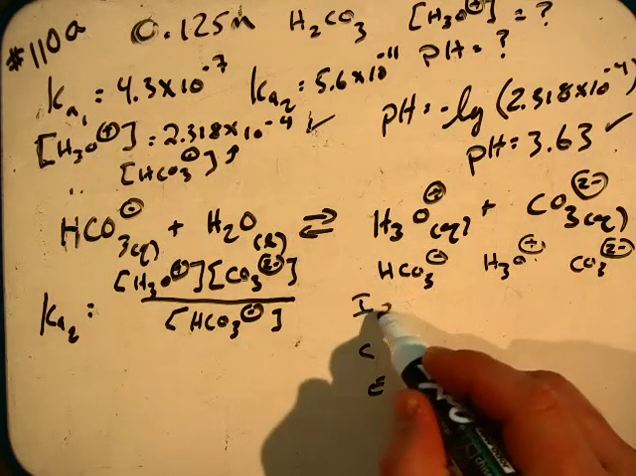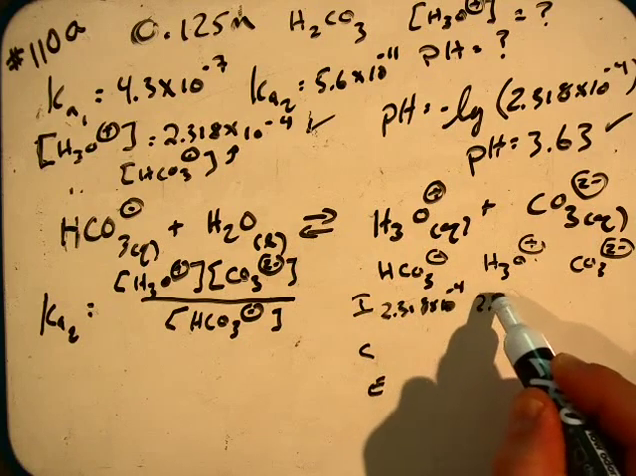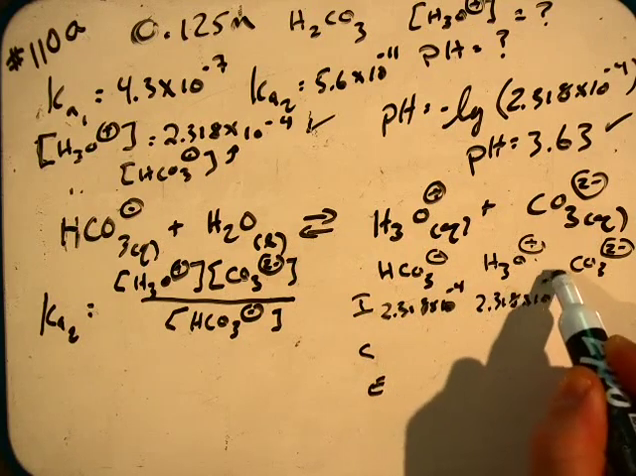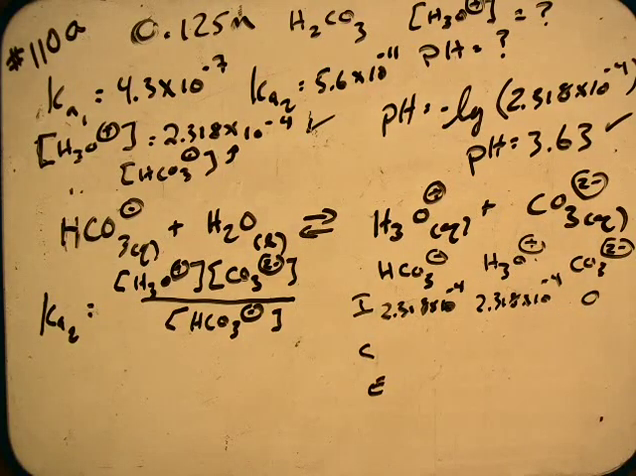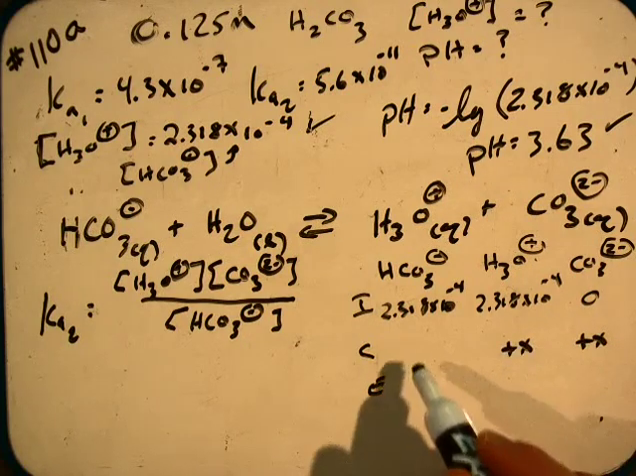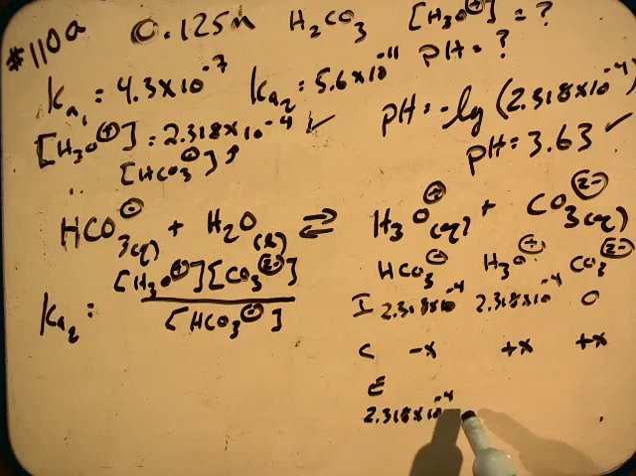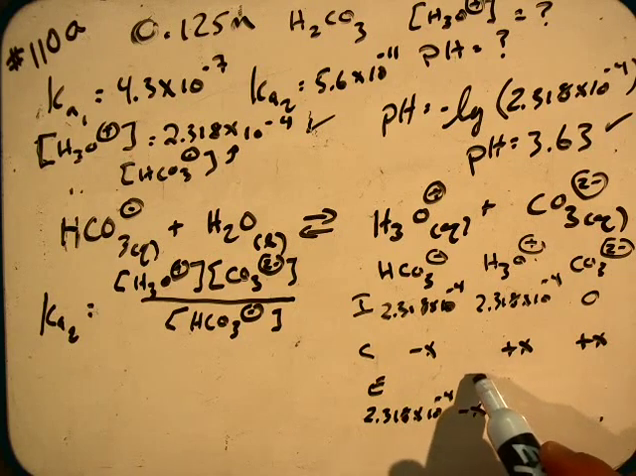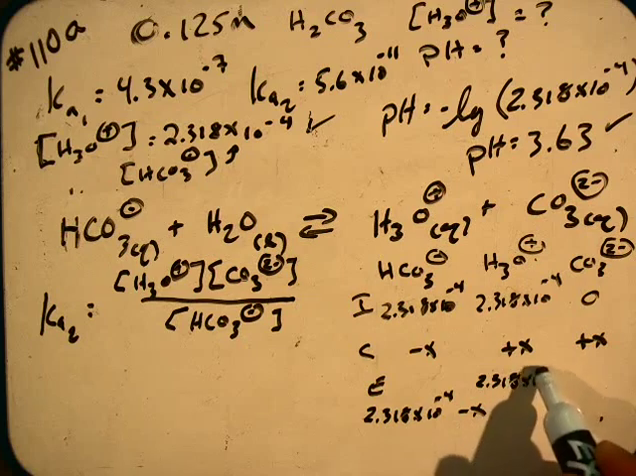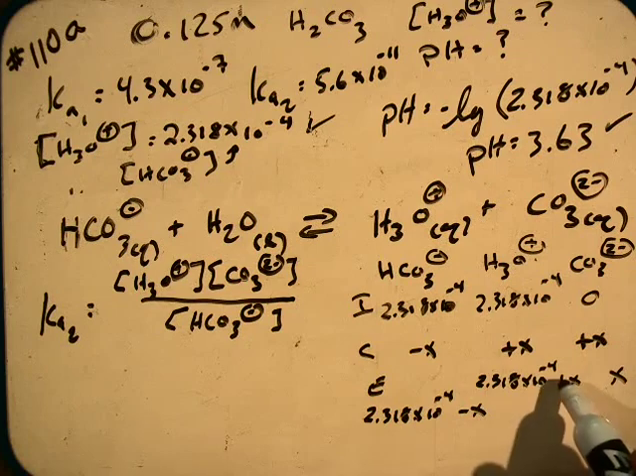So we would have our 2.318 times 10 to the negative fourth and our 2.318 times 10 to the negative fourth, and then 0 for our carbonate concentration. The 0 is telling you which way the direction must go. And so we end up with equilibrium concentrations of 2.318 times 10 to the negative 4th minus x, 2.318 times 10 to the negative 4th plus x, and then also x at the end.